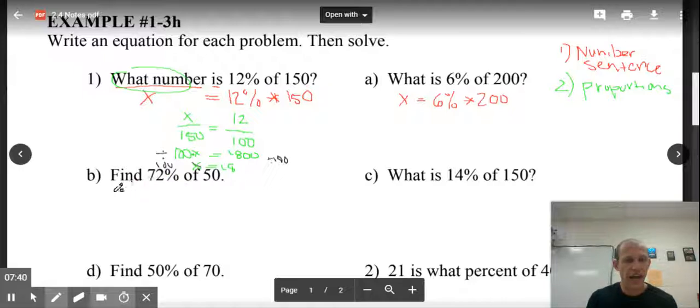This one says, find 72% of 50. Well, I don't have an equal sign, so I guess I'm supposed to just do this. Very similar to these. It's just not telling me what number is, but it's going to be the same process. Here we have what is. So what is 14% of 150? Very similar to all these. I just have to do this, making sure this is a number, change it to 0.14, 14/100ths, and then do that.